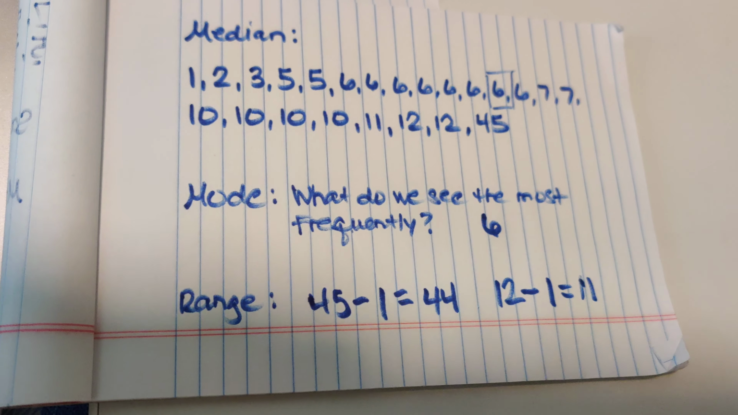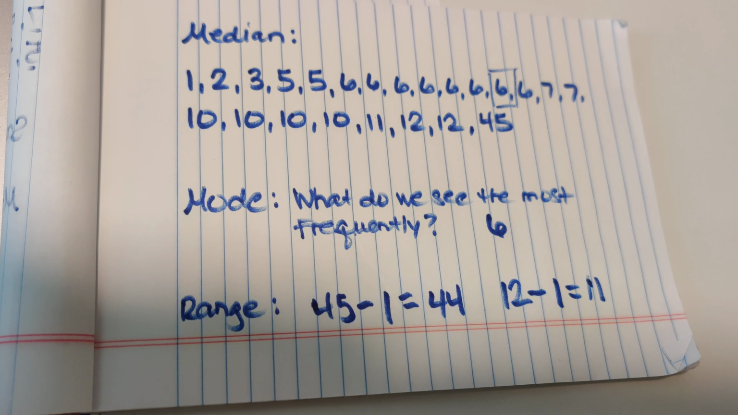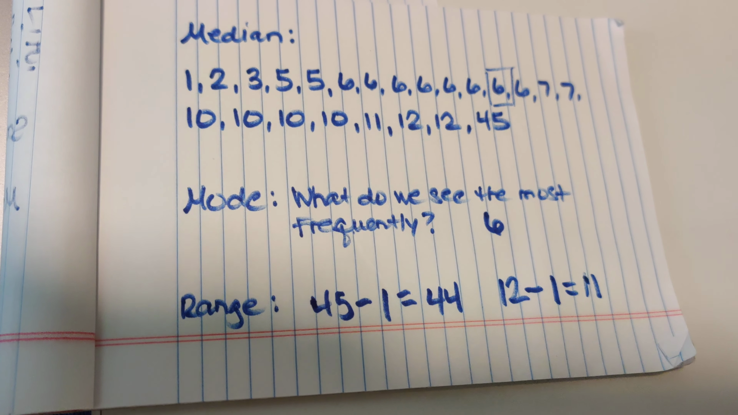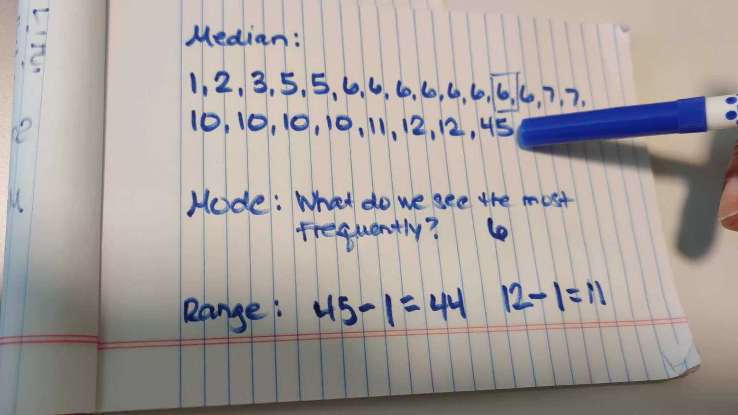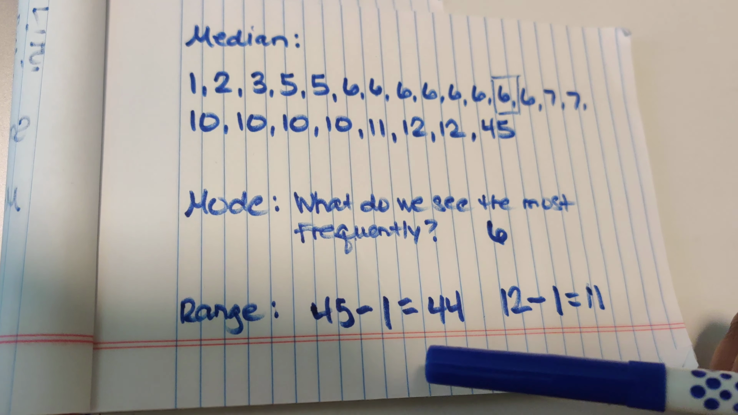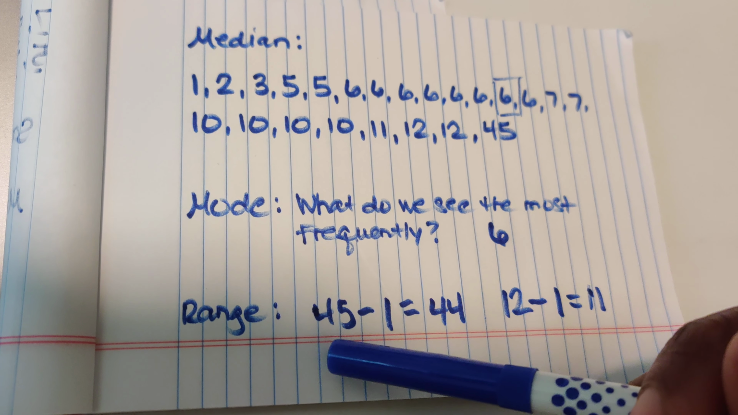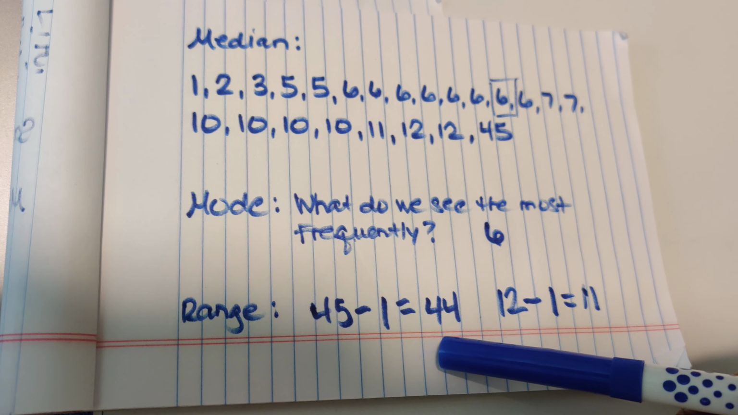And last but not least, our range. Range just means the difference between the largest number and the smallest number. In this case, because we have this outlier of 45, 45 is the largest number, and 1 is our smallest. So you just take the difference of the largest and the smallest. Our range, if we include the outlier, is 44.